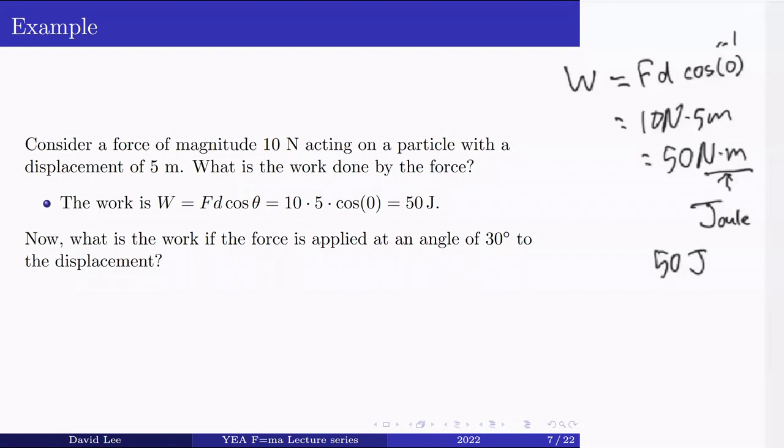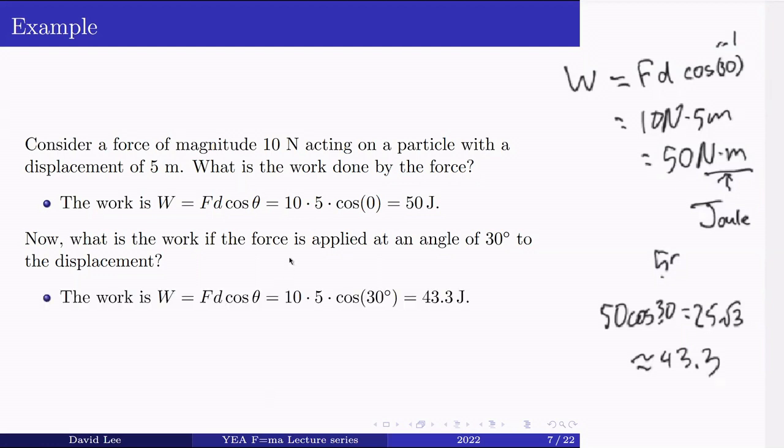All right, a lot of people have answered. So in this case, there's not a lot we have to change. It's just that this 0 is now a 30. So we'll have 50 cosine 30, which should be 25 root 3, or 43.3, I'm pretty sure. All right, so that's our answer here.